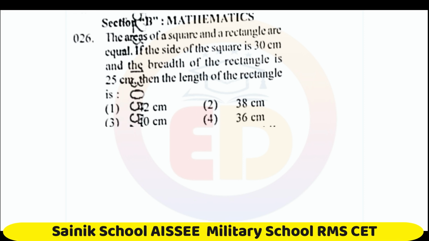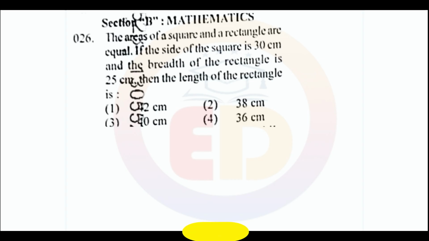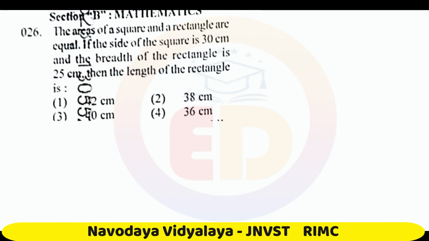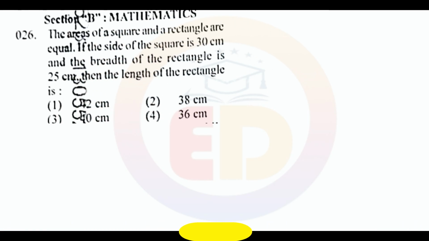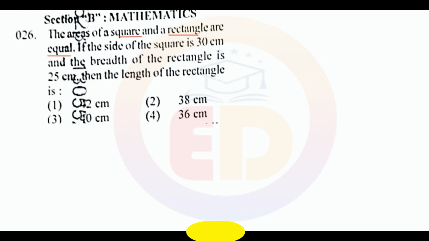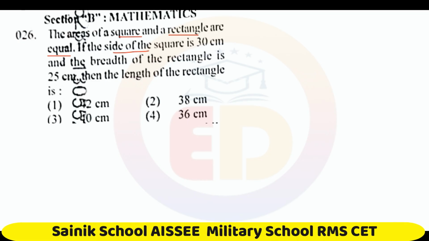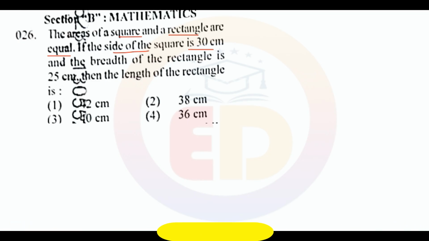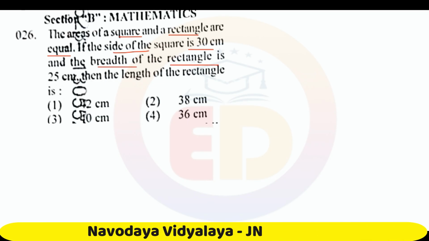Question number 26. We now begin the mathematics section. Question number 26 says the area of a square and rectangle are equal. If the side of the square is 30 centimeter and the breadth of the rectangle is 25 centimeter, then the length of the rectangle is.